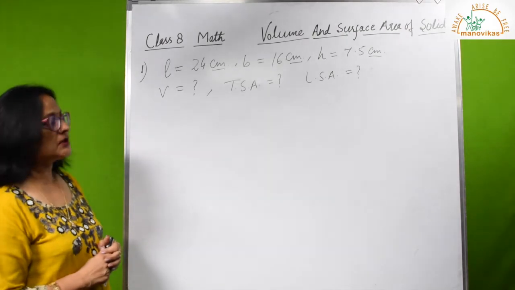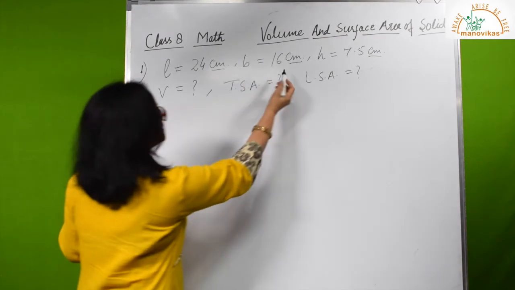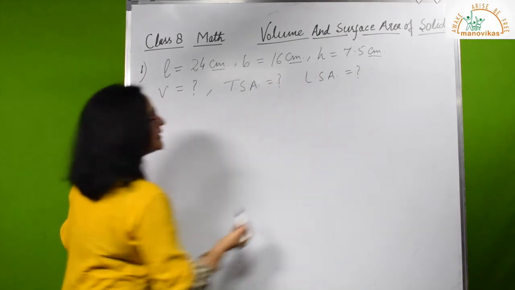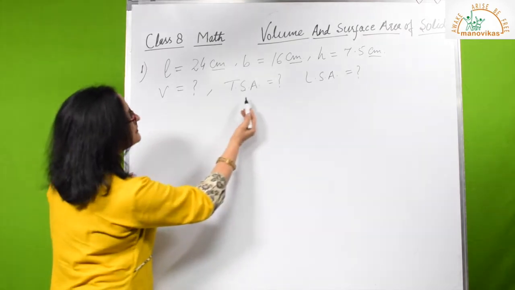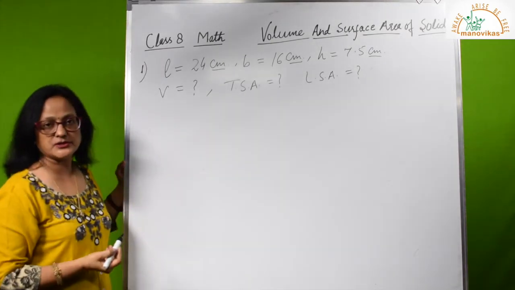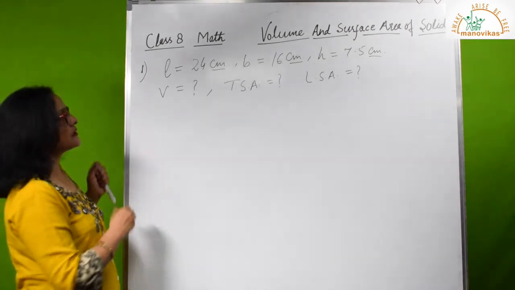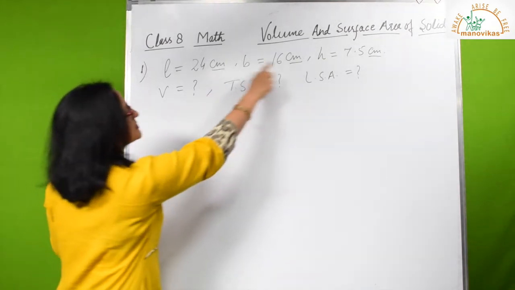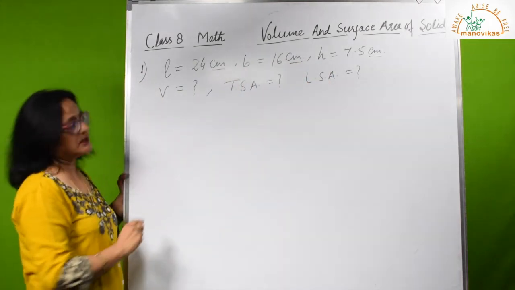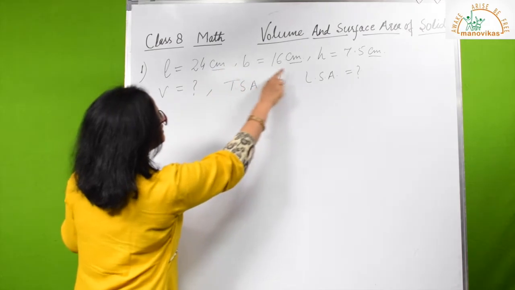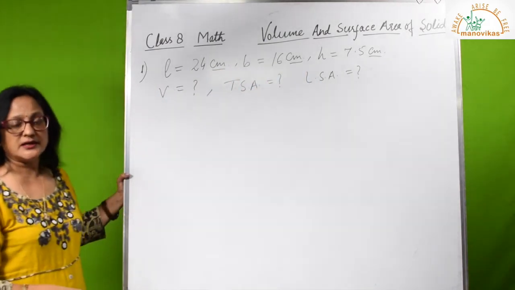In this question, you are given the length of a cuboid 24 centimeter, breadth 16 centimeter, and the height 7.5 centimeter. You have to find the volume, total surface area and lateral surface area of this cuboid. See children, before you start, you should check whether all the units are the same. Length centimeter, breadth centimeter and height centimeter. In this question, all the units are the same.